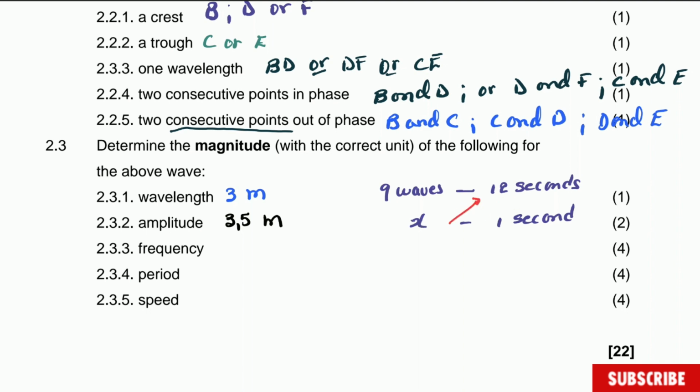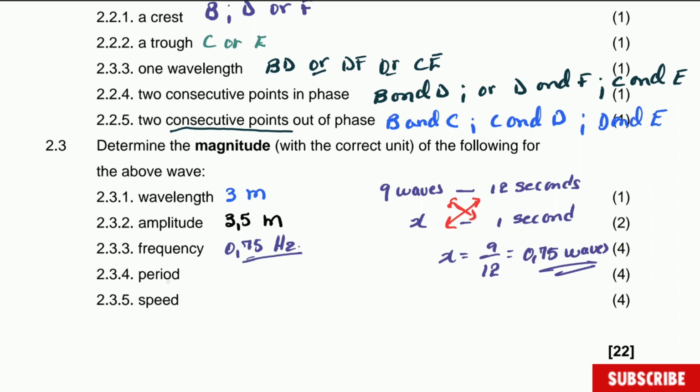Then I do the cross product, guys. It's very simple, cross product there, and when you do that you get that x is equal to 9 divided by 12. You must do it properly, and this one will give you 0.75 waves. So the frequency then is going to be 0.75 hertz. Remember the unit for frequency is hertz.